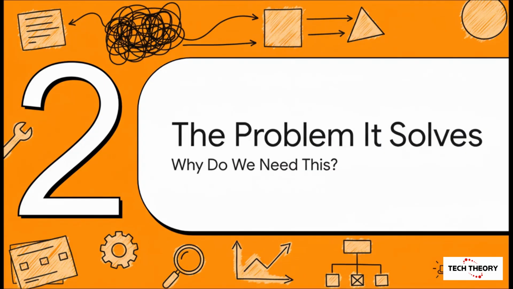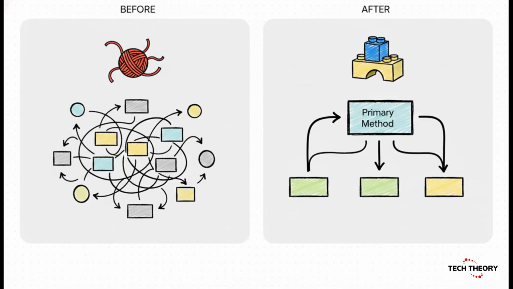Okay, that's a cool trick. But you might be thinking, why do we actually need this? Well, powerful ideas like this exist for a reason. They're built to solve really common and often really messy programming problems. Imagine a world without polymorphism. You'd be trapped in what I call if-else hell.